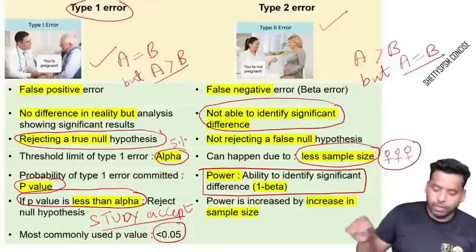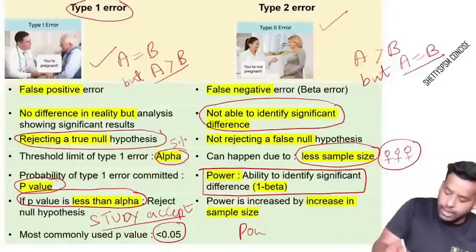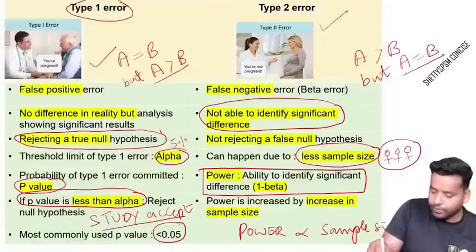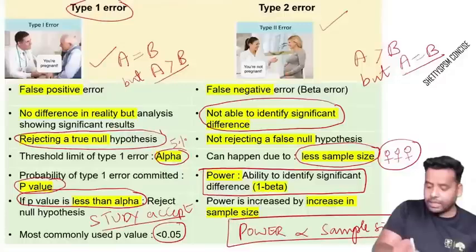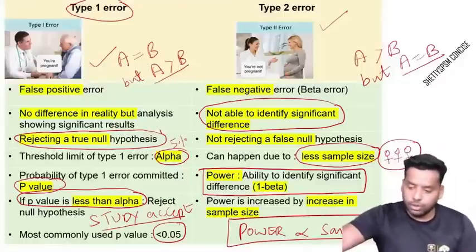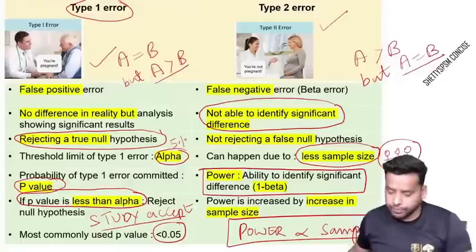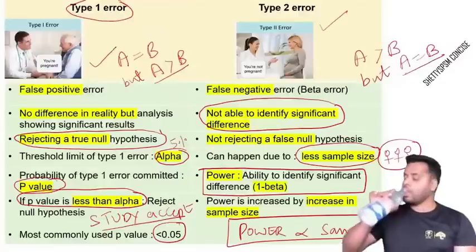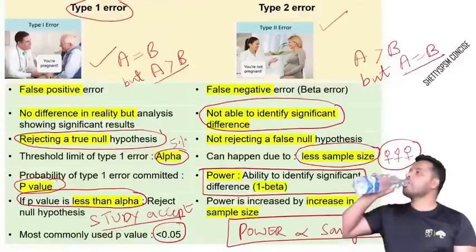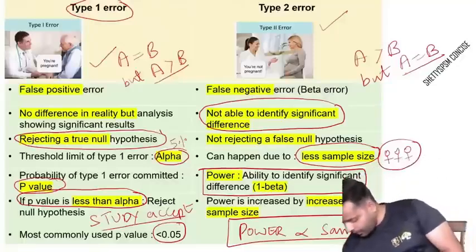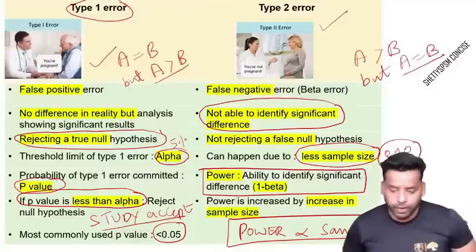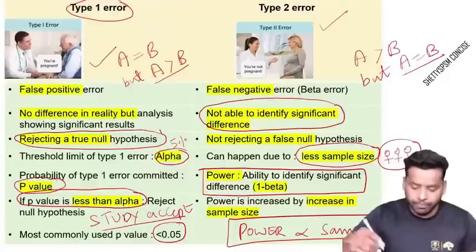Very good. That means power is directly proportional to sample size. True or false? Next question. Power is directly proportional to sample size. True or false? Good. Very, very good. Power is directly proportional to sample size.